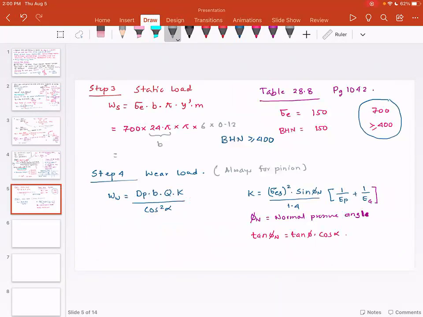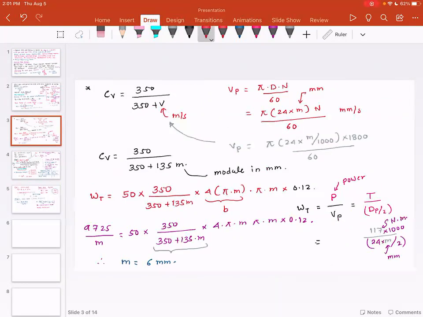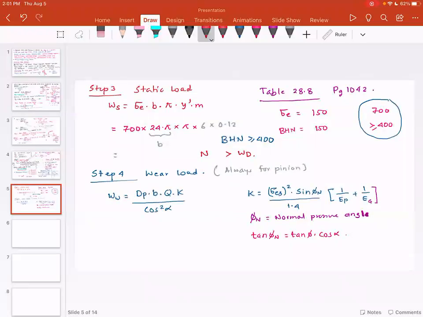Once I do that, and you can check this answer, the static load that I'm going to get is most likely greater than the dynamic load. If you have a calculator, please do this calculation and tell me the answer. That way we can assure ourselves that the dynamic load is less than the static load.